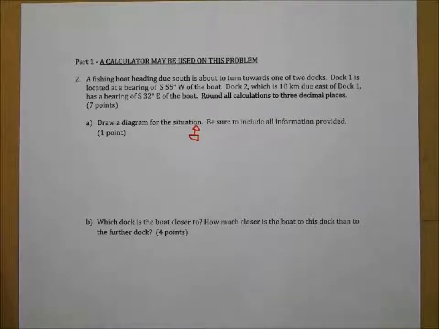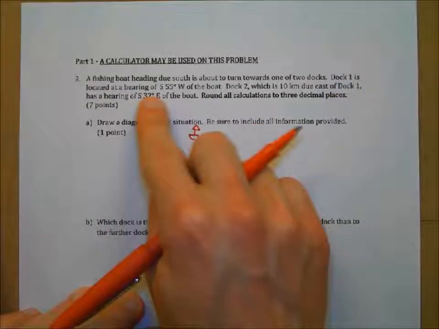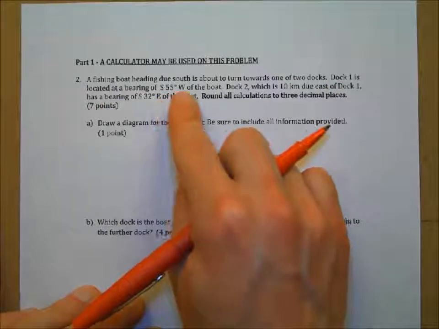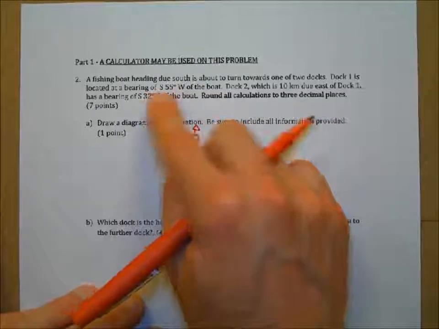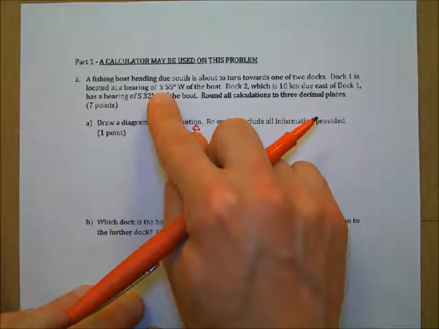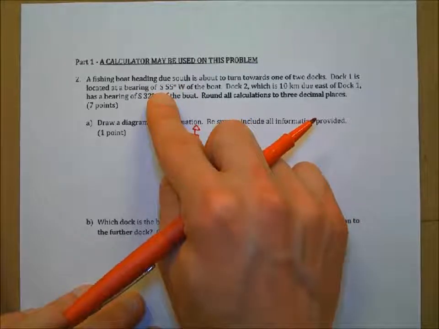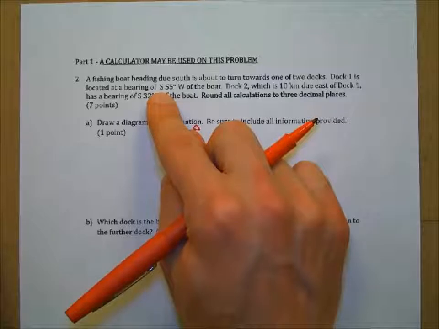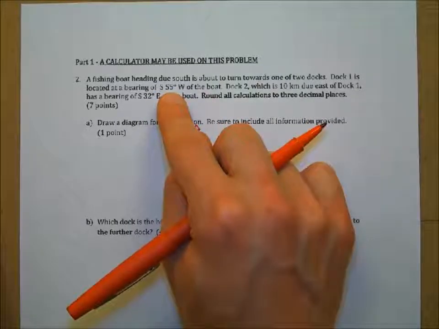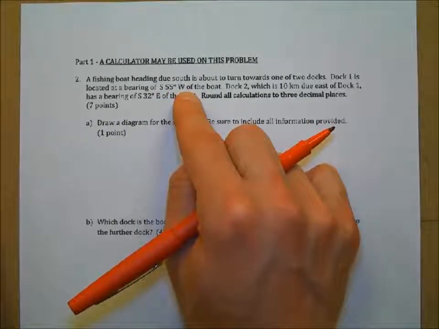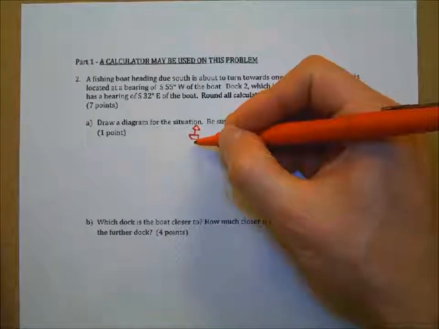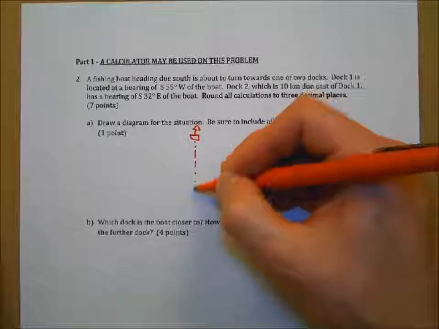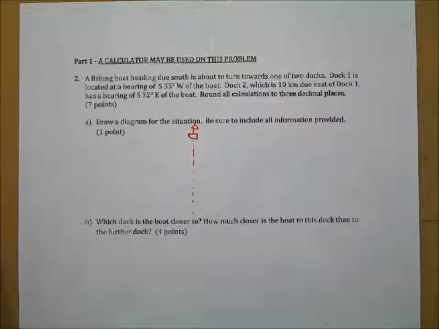There are two docks. Dock 1 is located at a bearing south 55 degrees west of the boat. In other words, there are two directions in the bearing, because the first direction is where you want to face initially. Then 55 degrees is the amount you rotate, and west is the direction in which you rotate. So imagine a direct south line would be like down here. That's directly south, just below the boat.